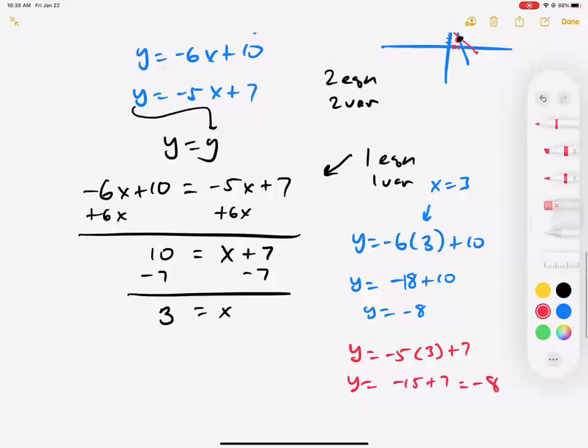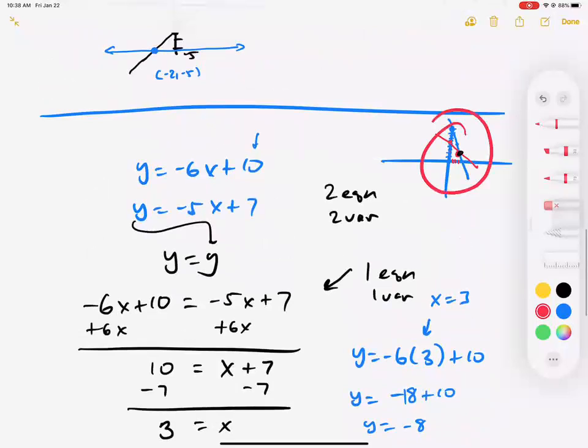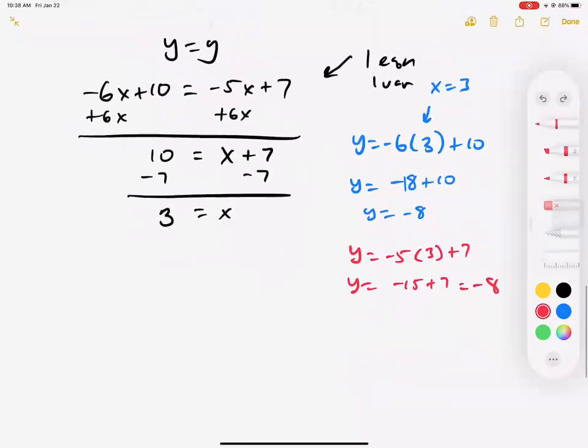Oh my gosh, my graph is so terribly bad, right? That's totally wrong. My graph is terrible. So our answer is, we double checked it also, that y is going to be equal to negative 8. So our solution for the system is 3 comma negative 8.